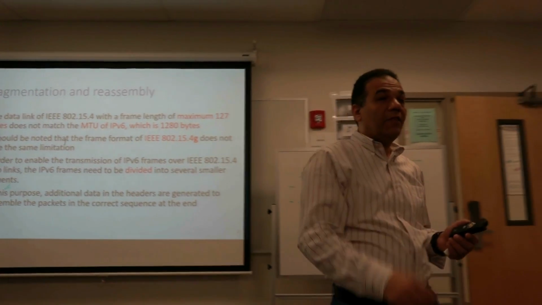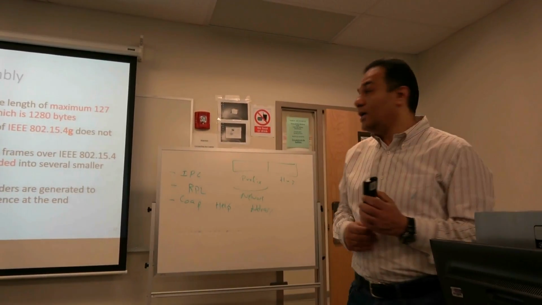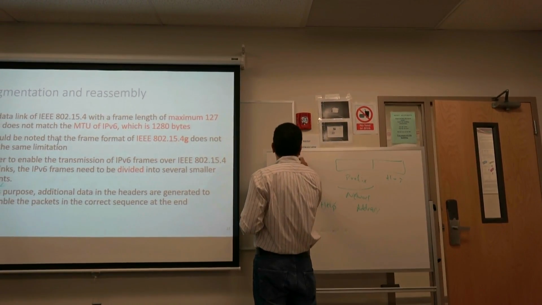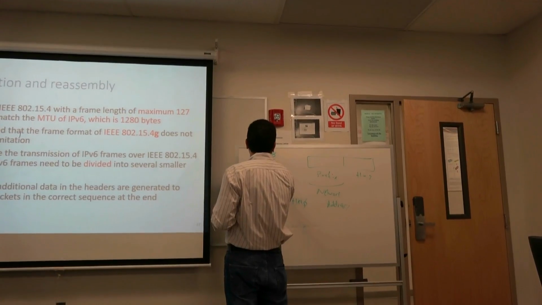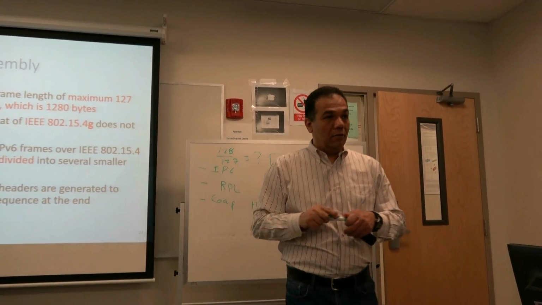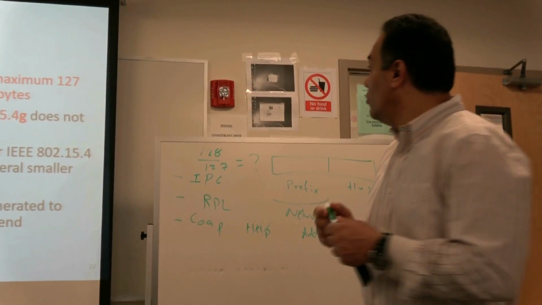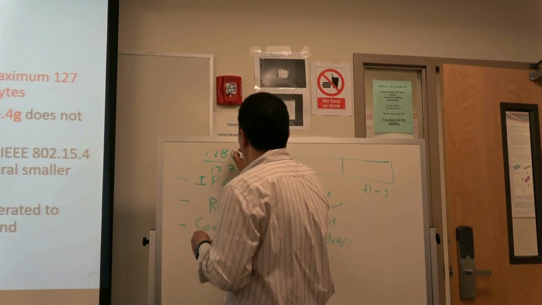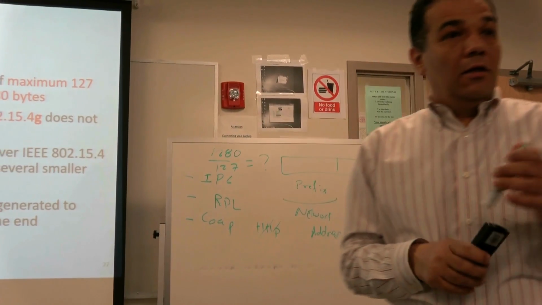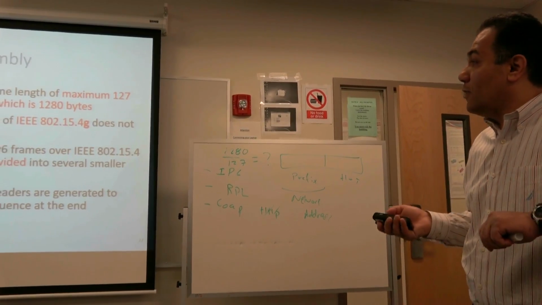You could receive a packet that size. So in that case, you have to divide it into how many packets? 1,280 divided by 127. Okay, it will be divided into about 10 packets. All right, so that's the fragmentation.